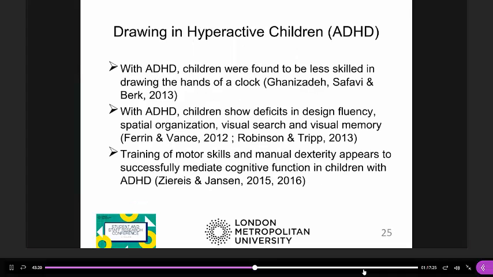What about drawing? Children with ADHD were found to be less skilled in drawing the hands of a clock. They show deficits in design fluency, spatial organization, visual search, and visual memory. And interestingly, we have more research now on motor skills and cognition and training of motor skills and manual dexterity. That means whether you're right-handed or left-handed, appears to successfully mediate cognitive function in children with ADHD.